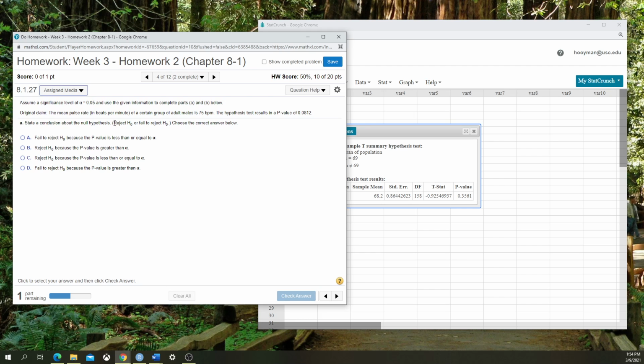So let's walk through that one more time. Don't want you to be confused. Reject the null means that whatever our null hypothesis is, probably is not the case, so we're going to go with the alternative hypothesis, whatever that may be.